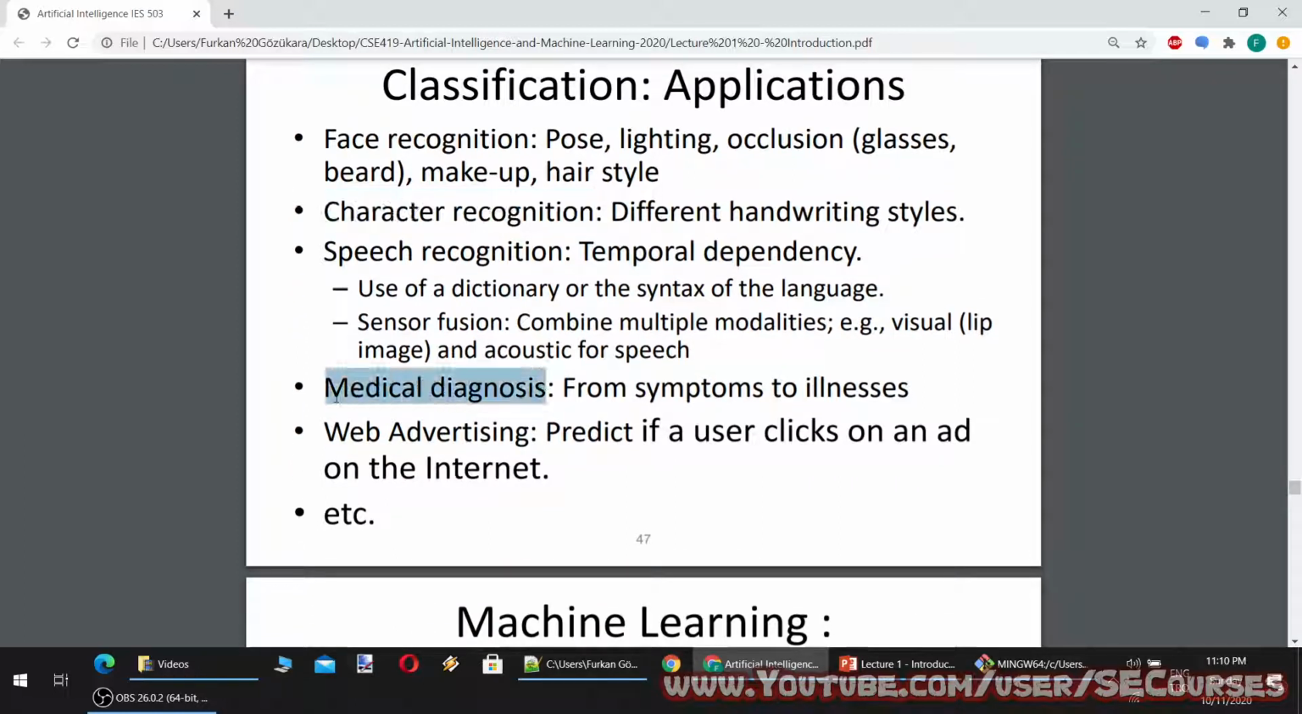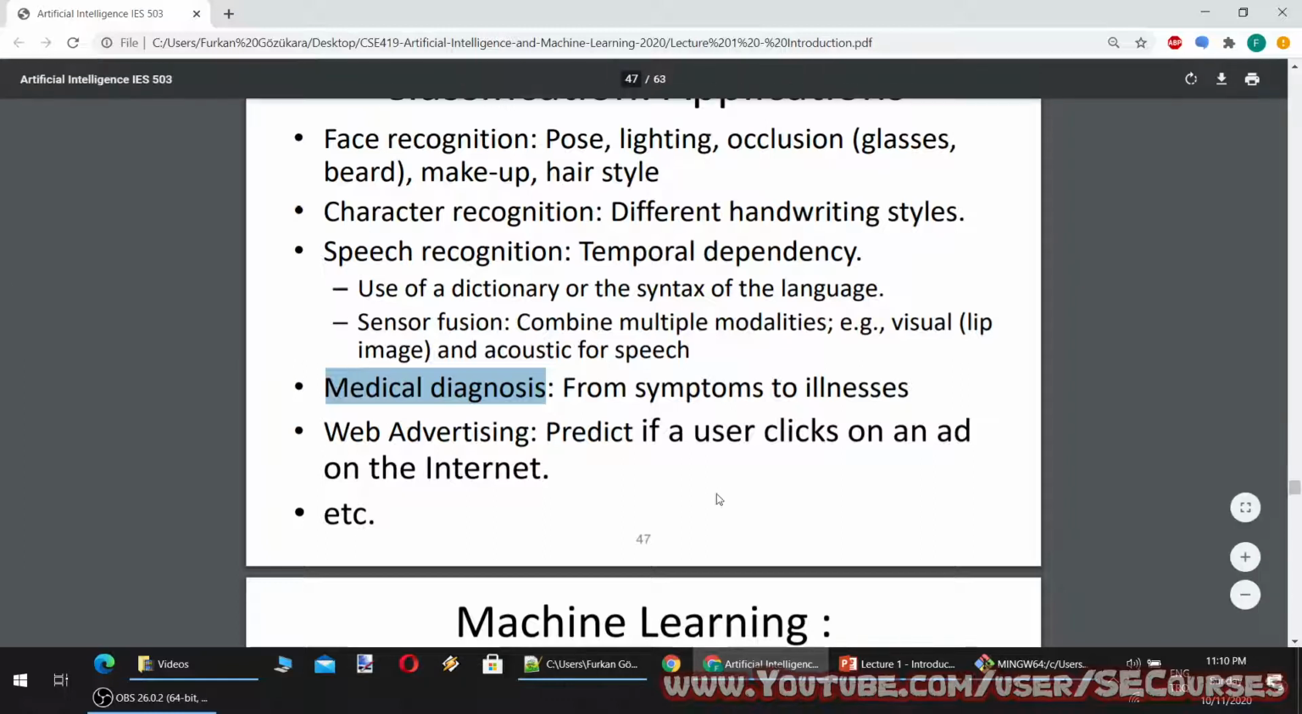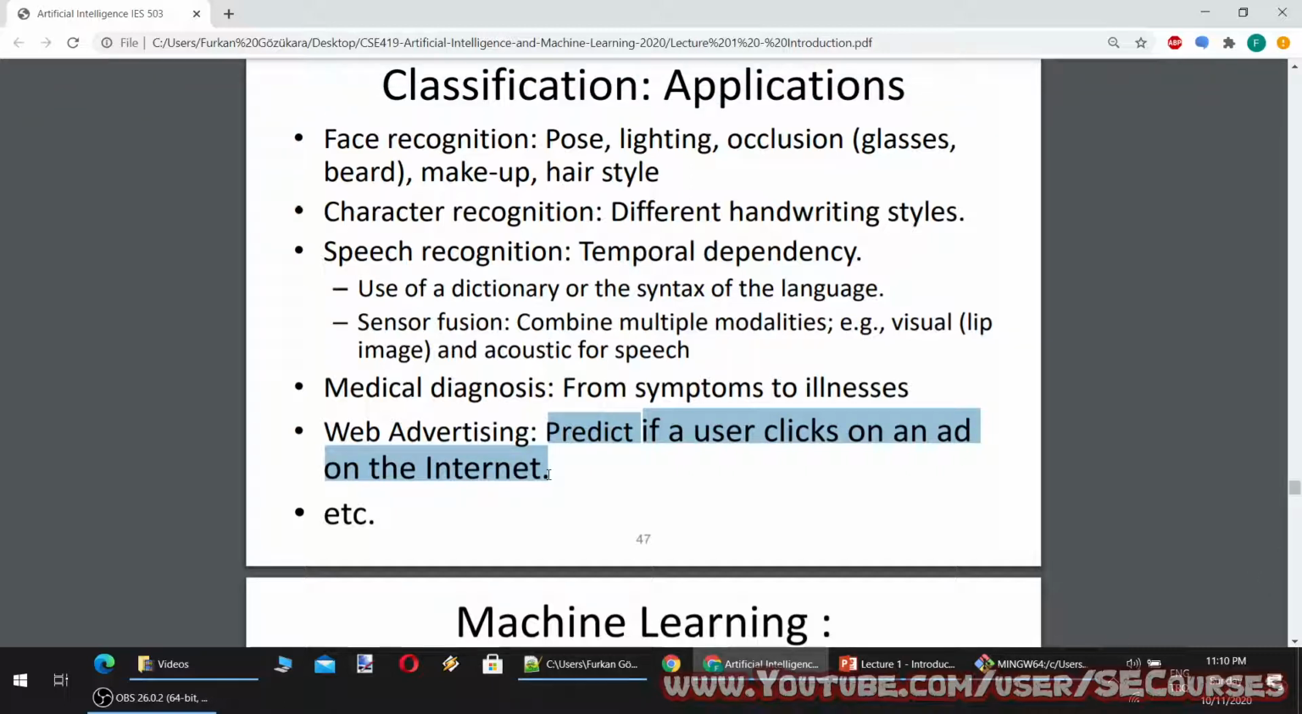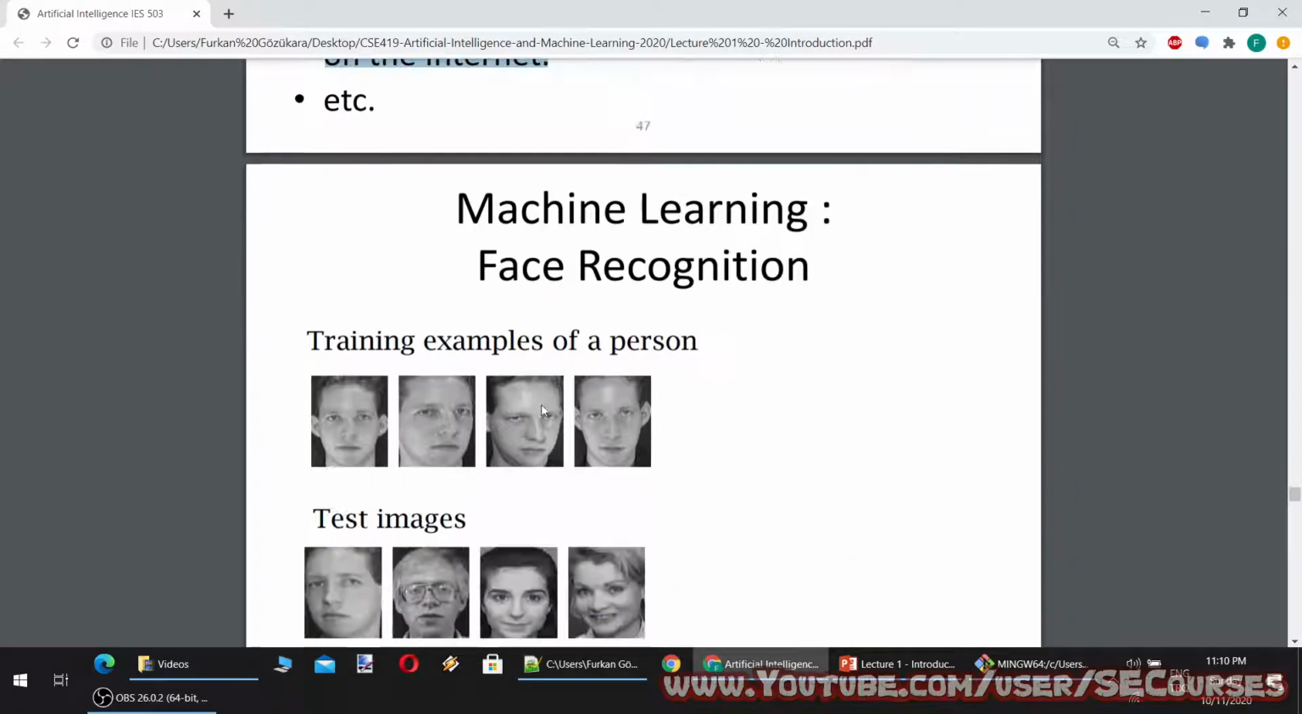Medical diagnosis: once again, it classifies the illness into one of the illnesses among its illness classes. Web advertising: this prediction means that either it will be clicked or not, or either the click was genuine from a really interested person or it was an automated click. So you see there are two classes in these examples.